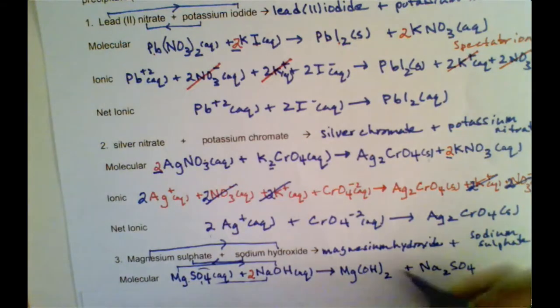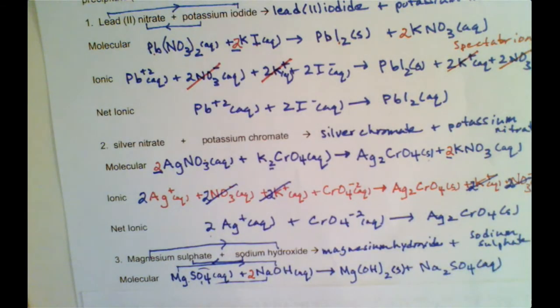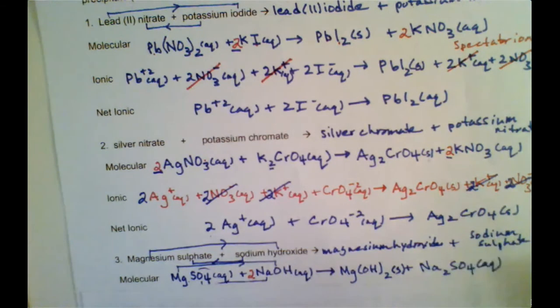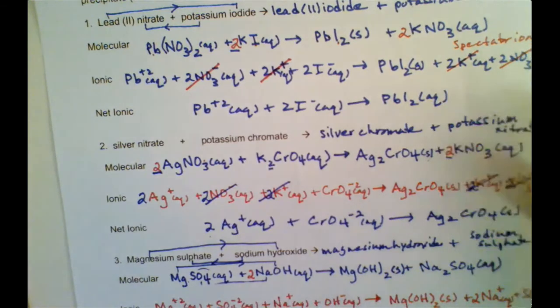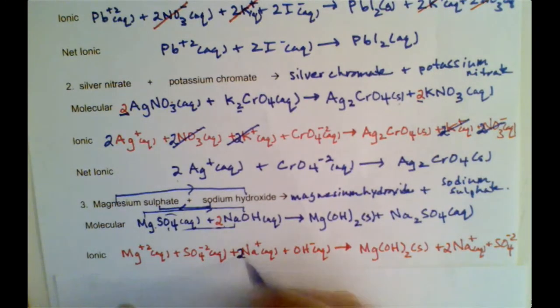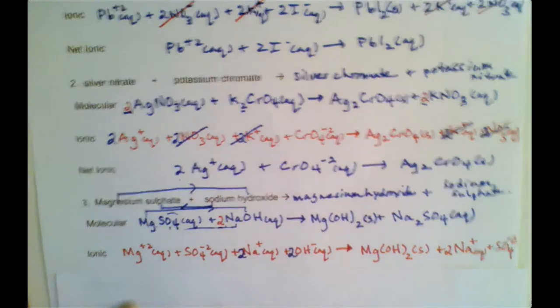Okay, now that we're back, we know that this is our solid and this remains aqueous. What we're going to do is we're going to break up our reactants into their respective ions. We're going to leave the solid intact, and we're going to break this product up into its aqueous form as well in our ionic equation. So here we have it. We have all of the ions listed for magnesium sulfate, sodium hydroxide. There's a 2 here, so you must put a 2 in front of that ion and a 2 in front of this ion.